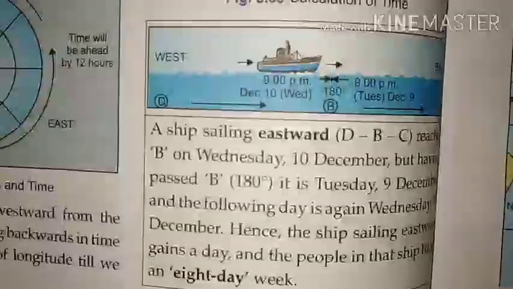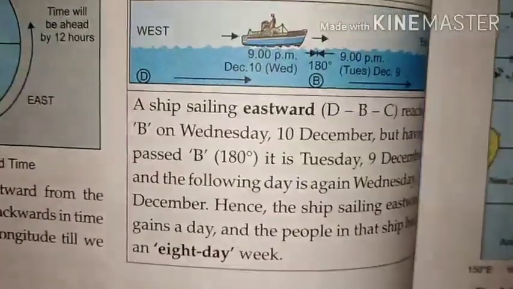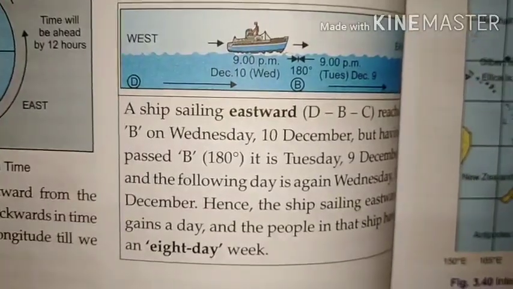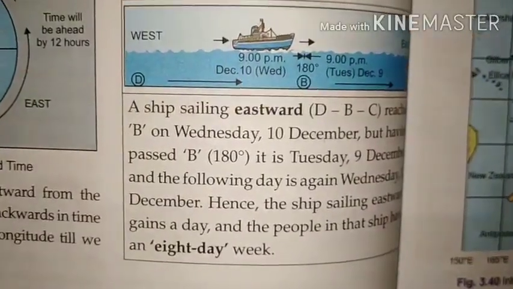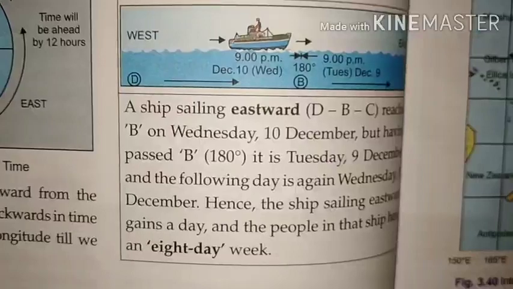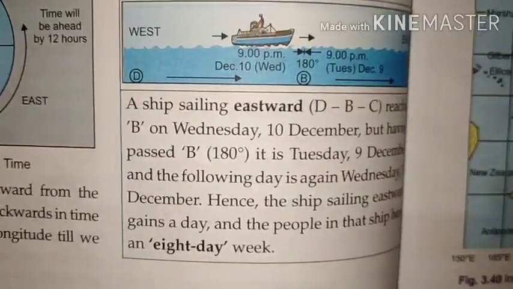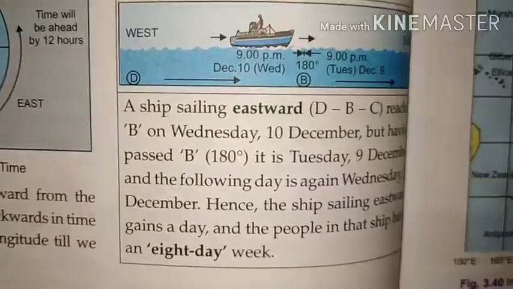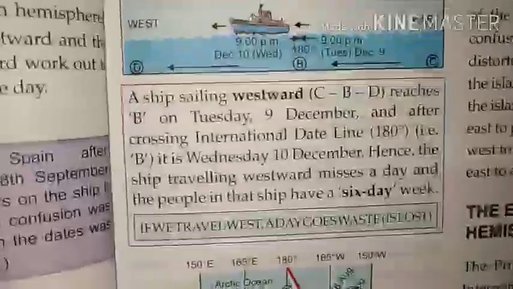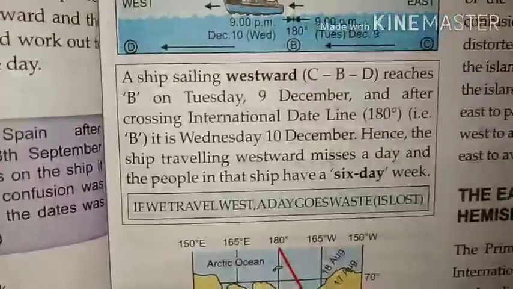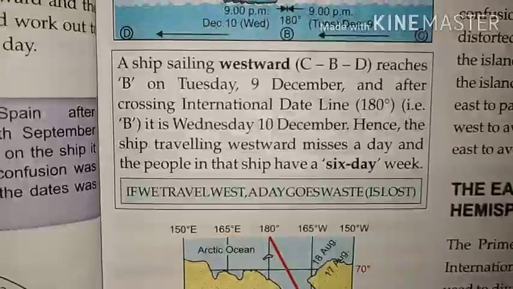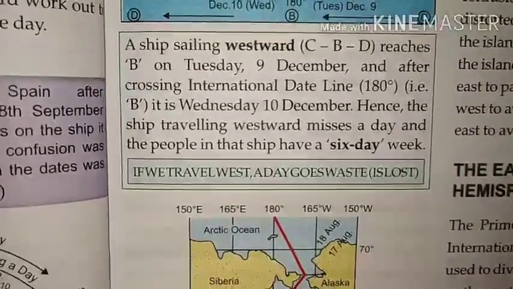Here it is given a ship sailing eastward. It reaches B on Wednesday 10 December, but having passed 180 degrees, it is Tuesday 9 December. So one day is added if it is moving eastward. And if the same ship is moving westward and crossing 180 degrees, one day will be subtracted. This is how it is done.